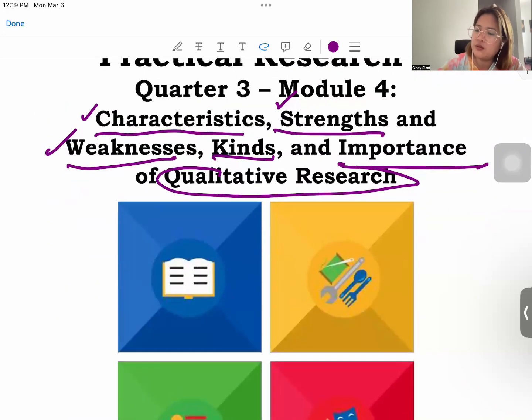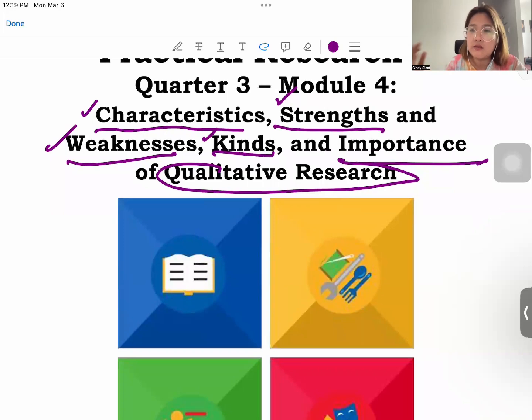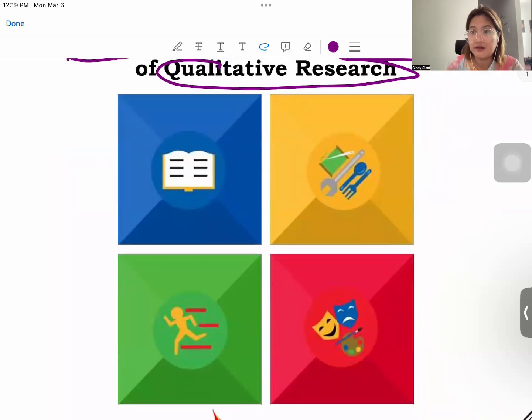We also have to know the kinds so that when we start writing, we already know what type or kind of qualitative research we want to pursue. And then of course, the importance. With everything that we do, we have to know the importance. What is the point? Why are we doing qualitative research?